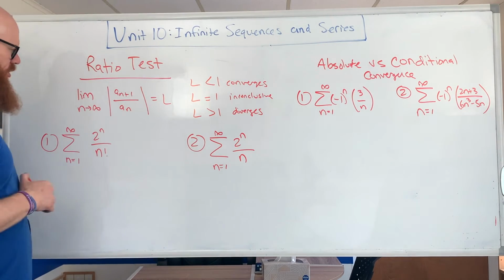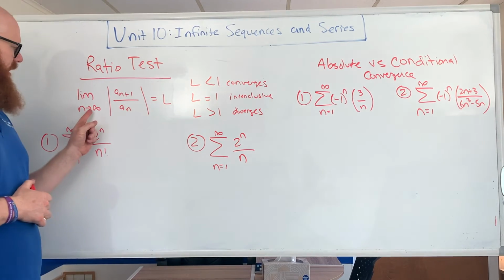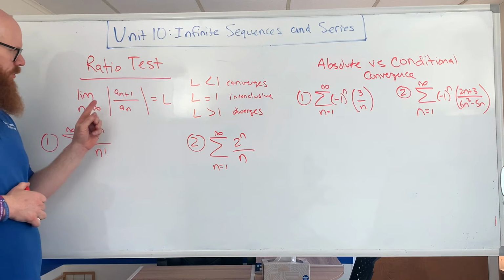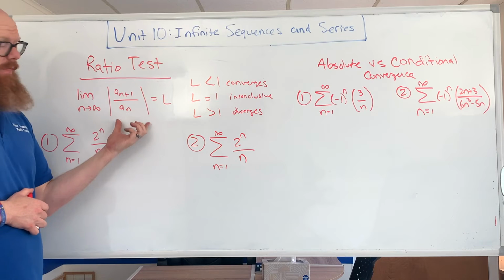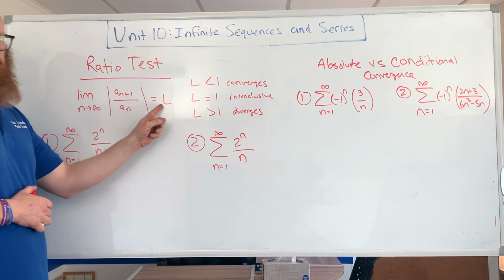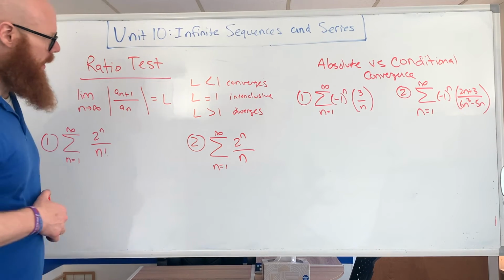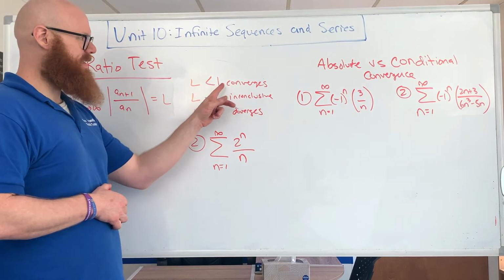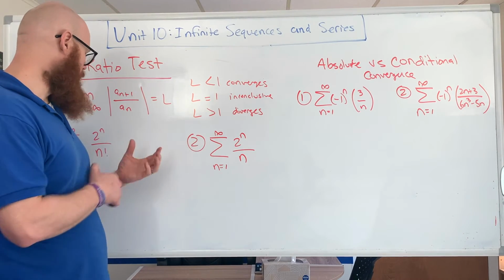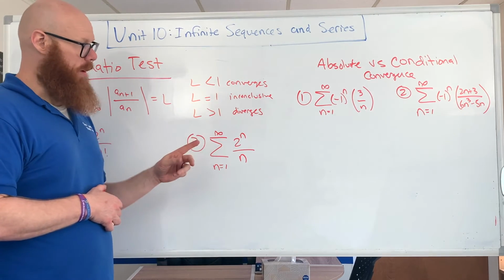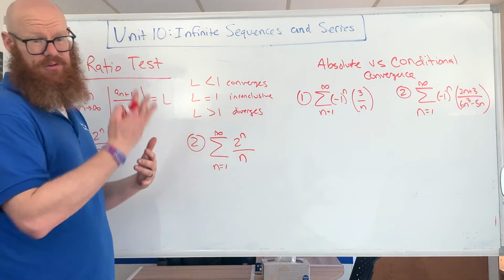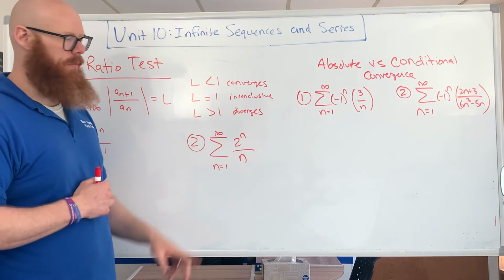So we're going to take a look at the ratio test. The ratio test says this: if you take the limit as n goes to infinity of a sub n plus 1 over a sub n, the absolute value of that, and that equals some value. If that value is less than 1, then the original a sub n converges. If that value equals 1, then it's just inconclusive and we have to use another test. If it's bigger than 1, then it diverges.